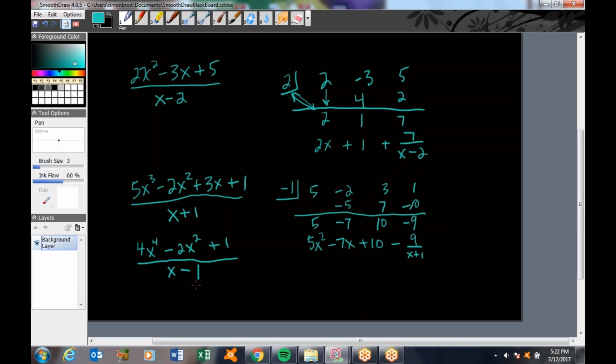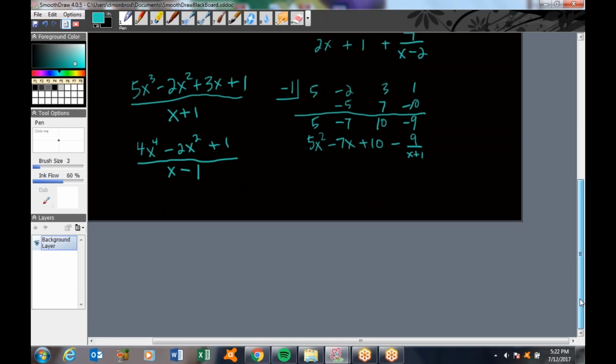Okay, let's do one more here. This one's going to illustrate something a little bit different, because we have some missing terms in here. Although it's in standard form, I would expect to see an x to the third term in here and then a next term here. When those are missing, we will accommodate them. We have a 4, and we'll put a 0 in place of that missing x cubed term. And we have a minus 2, and a 0 in place of the x term, and then a 1. So those are the placeholders that we need.